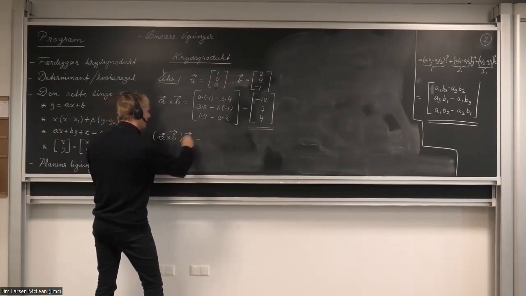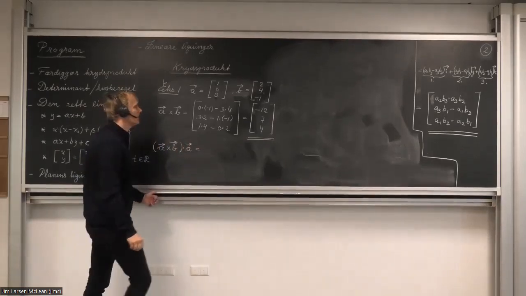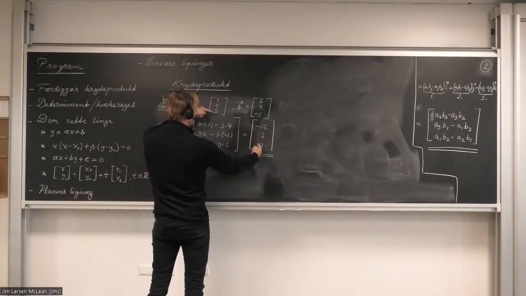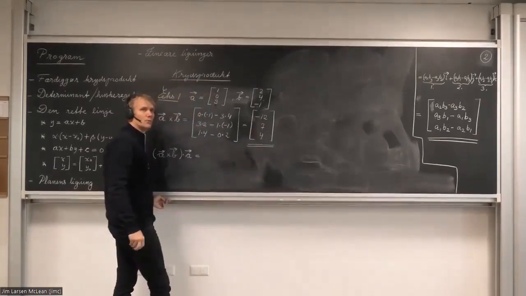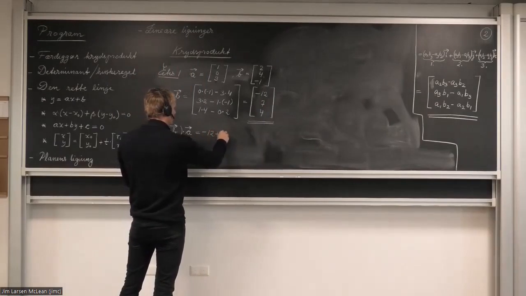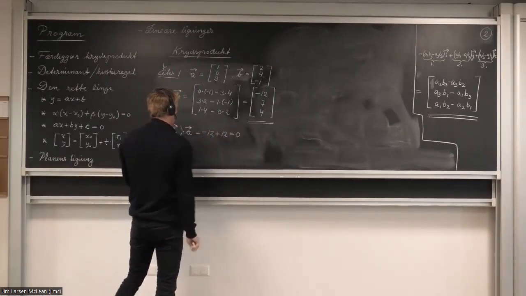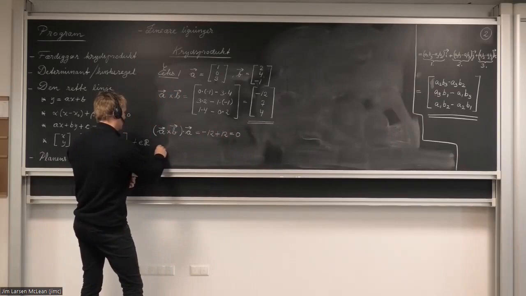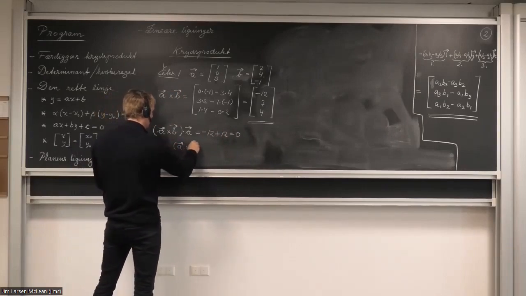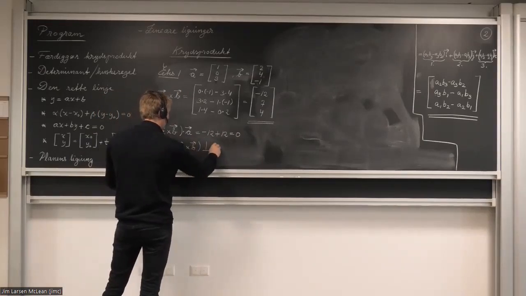We hope it gives 0. So I say that times that, plus that times that, plus that times that, so it's here, minus 12 plus 0 plus 12, and minus 12 plus 12, that's 0. So A cross B is perpendicular to the vector A.